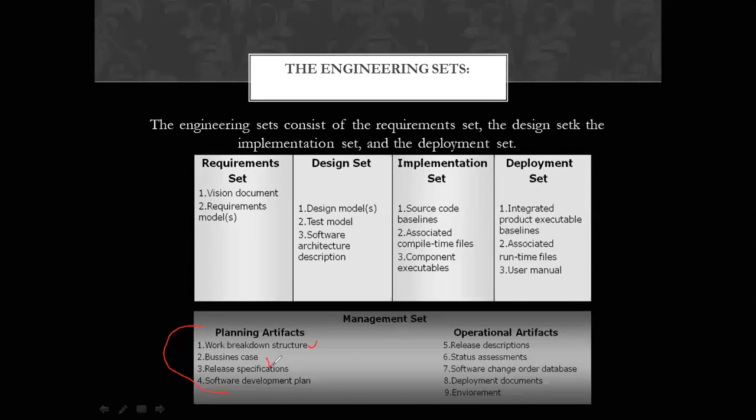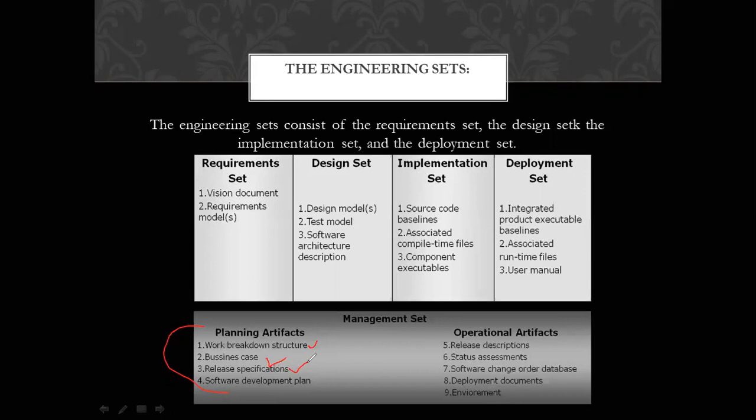Business case is about estimated budget, estimated time, and estimated profit. Expected profit also you can see. So business cases are that. Release specifications is about your scope of the project, when it will start, when it will end. Another thing, planning objectives for the release. These come under release specification.